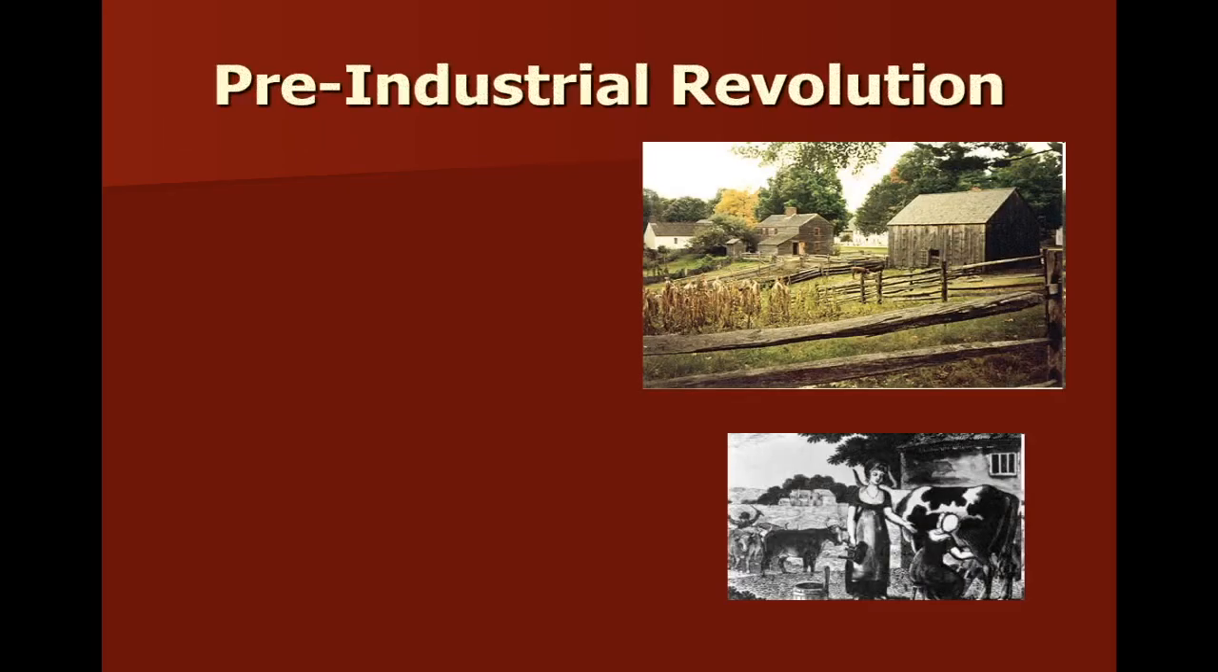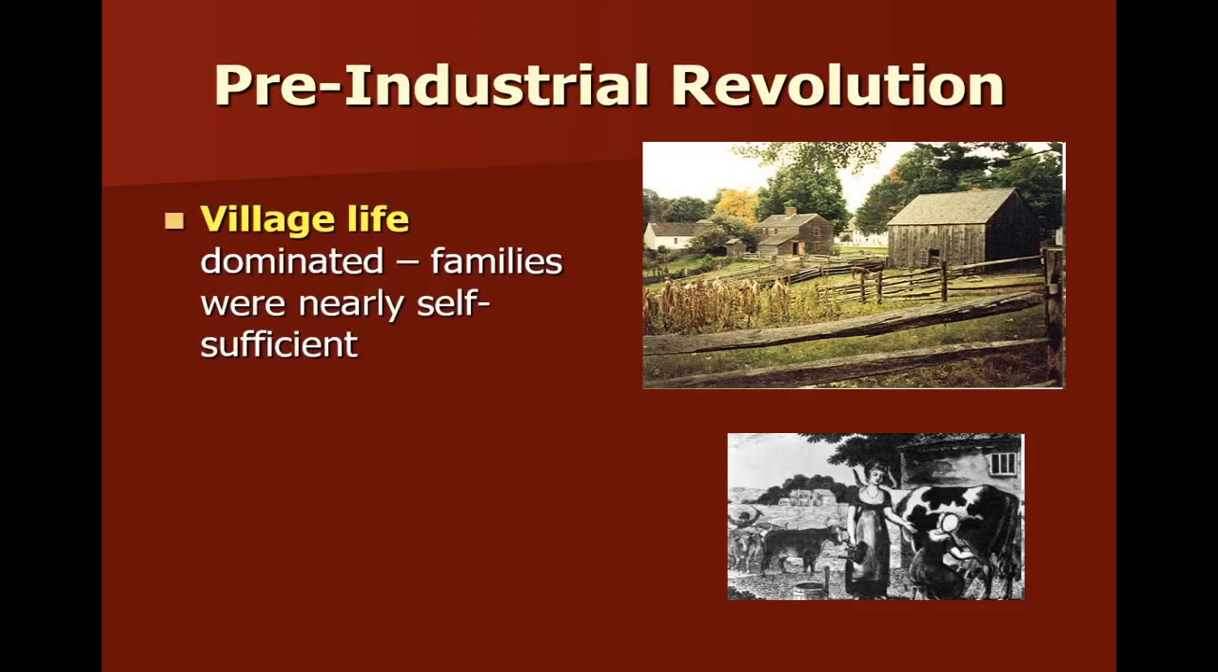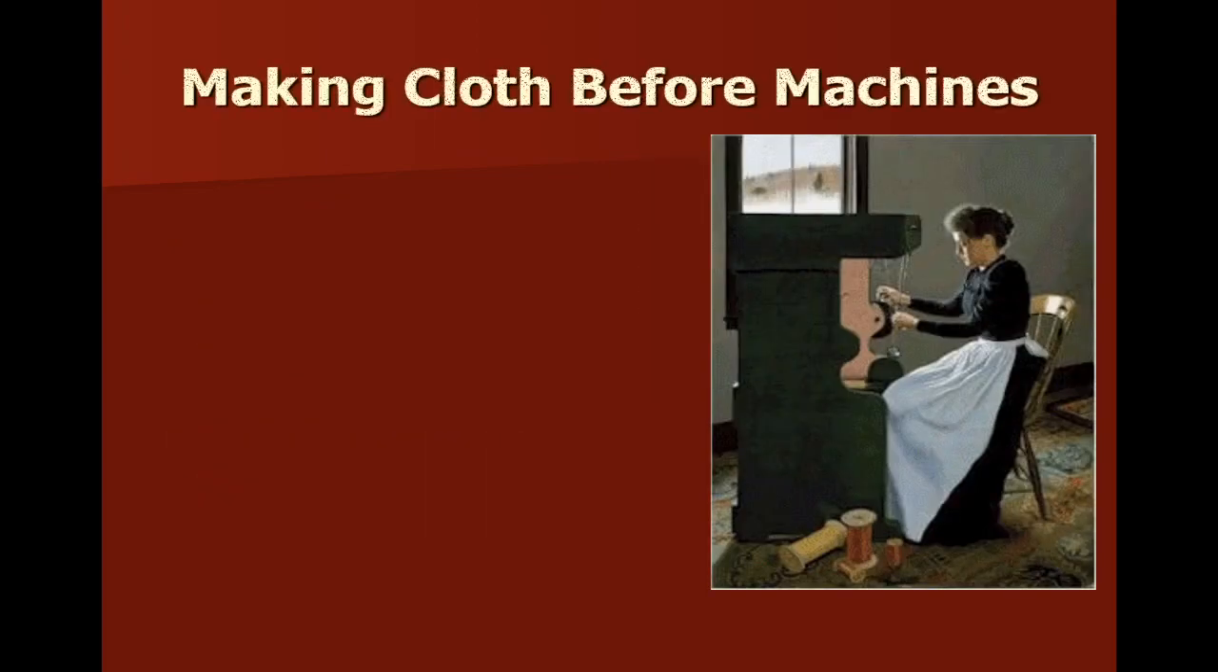So pre-industrial revolution, this is going to be really important to consider as well. We've got village life that dominates. Families were nearly self-sufficient, meaning they almost did everything themselves. Most villagers are farmers at this time. Okay, making cloth before machines. This is really important too. This is all related to their industry at the time.